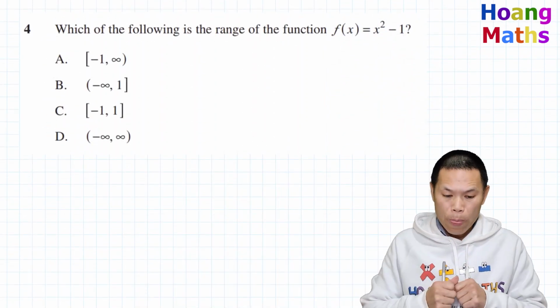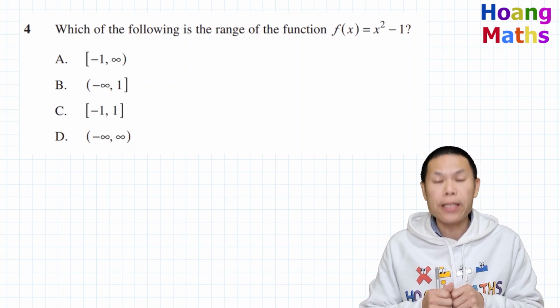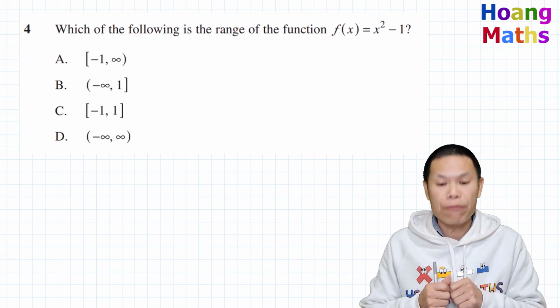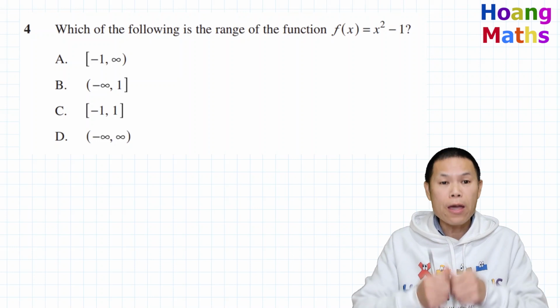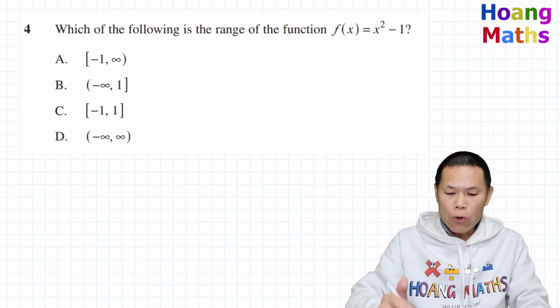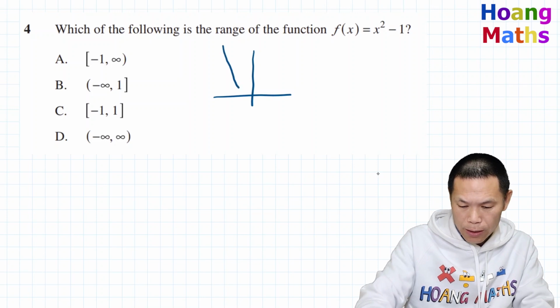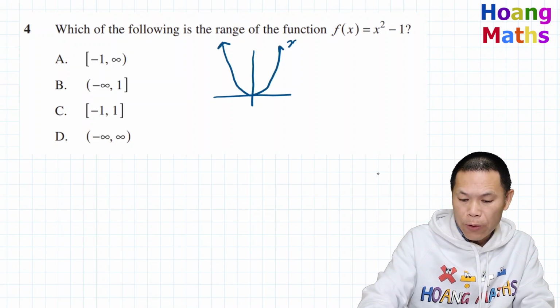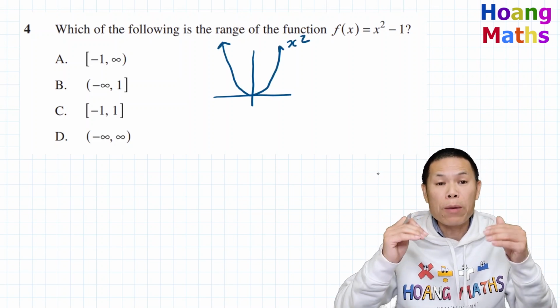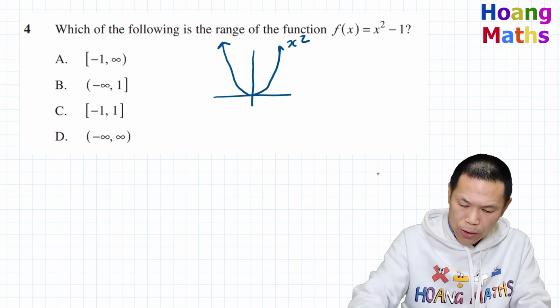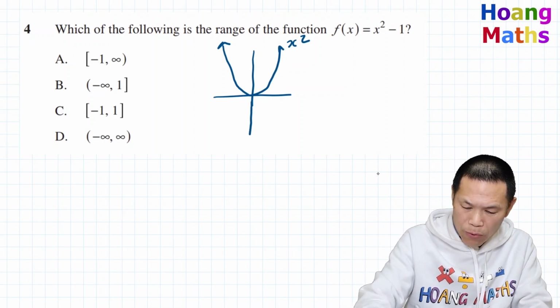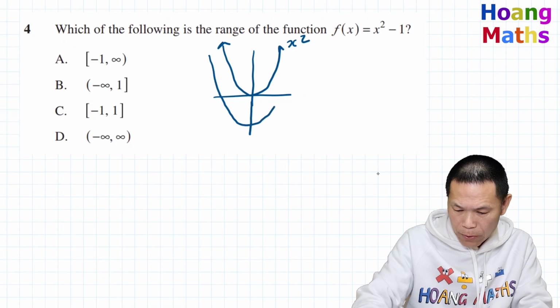Question number 4. Which of the following is the range of the function f of x, that is x squared minus 1? First of all, we know that this is x squared, and with the minus 1, we move 1 unit down.